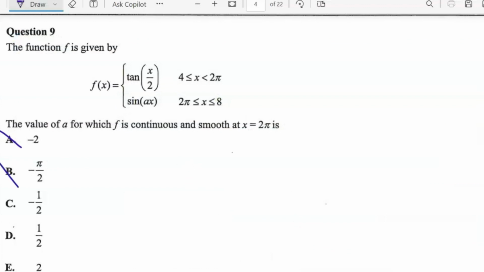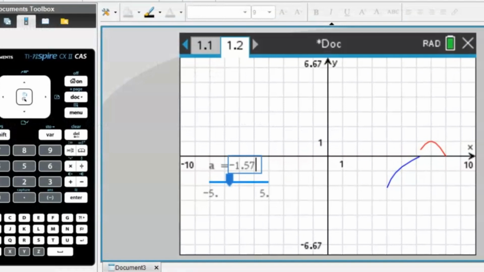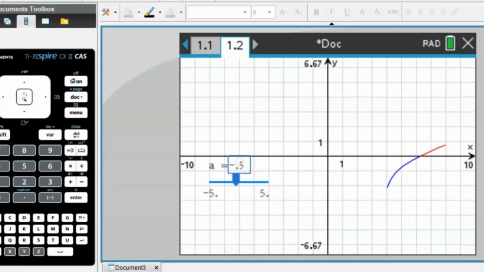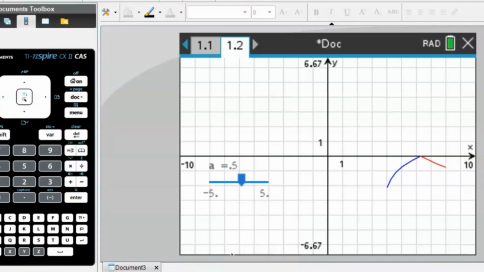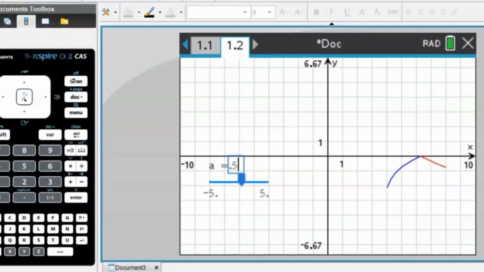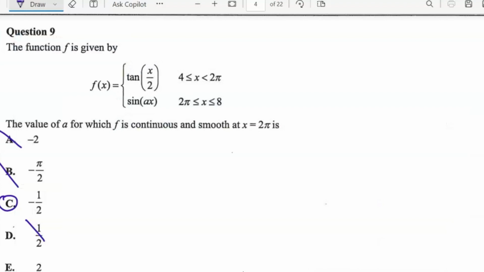So if I try this with -1/2, because that's the next option, well, that looks like it's actually continuous and joins. What happens if I make it positive? Let's have a try. Let's get rid of the negative. Well, it's a sharp corner. That's not a continuous function. How about 2? If I put 2 there and change the value of a to 2, let's see what happens. So that's not an option. So the correct option is actually C.